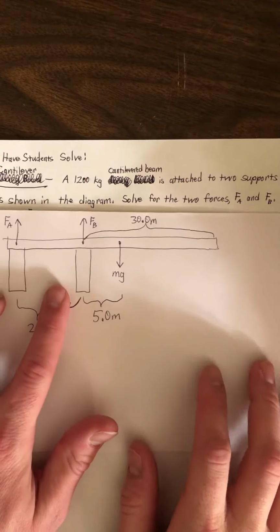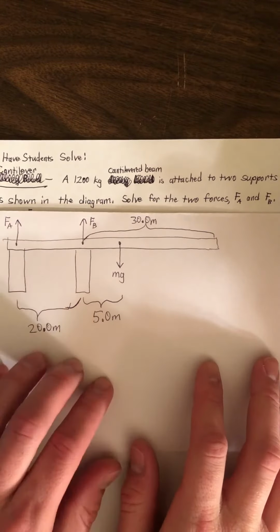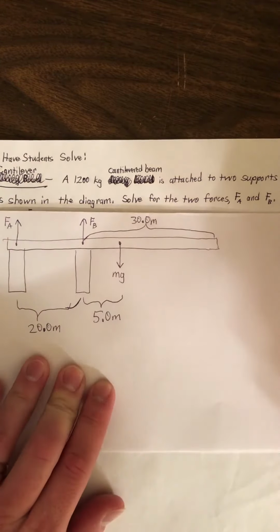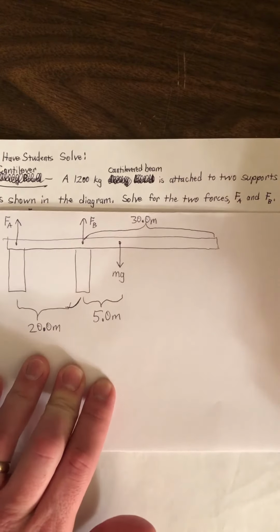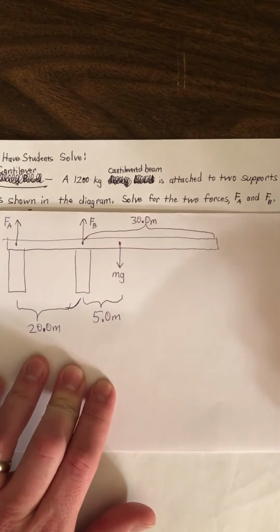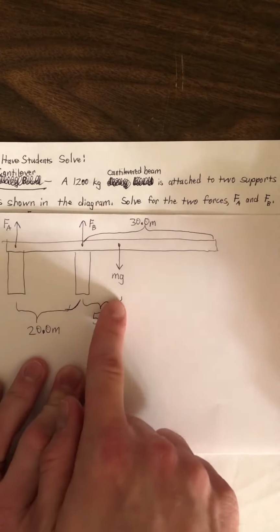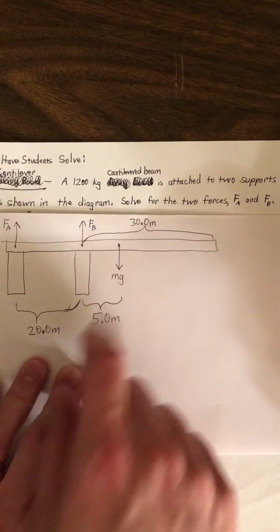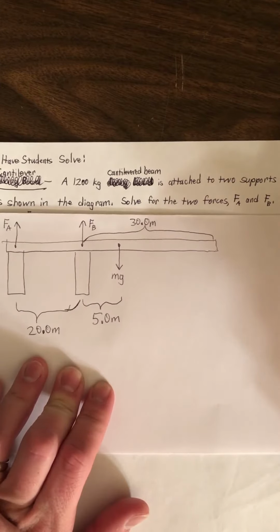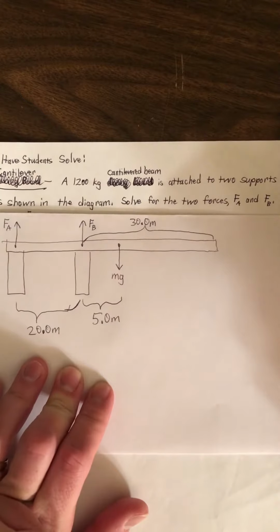Okay, so you have a cantilevered beam, which means it sticks out over empty space on that right-hand side. And you have two support columns, and we call those FA and FB again. And then the mass of the board itself is in the middle of the board, or the beam, and in this case the beam is a total of 50 meters long, and you can see how some of those other measurements are stacked up.